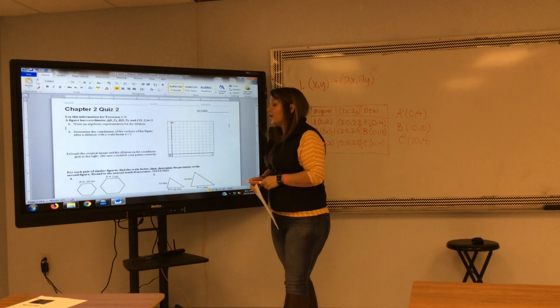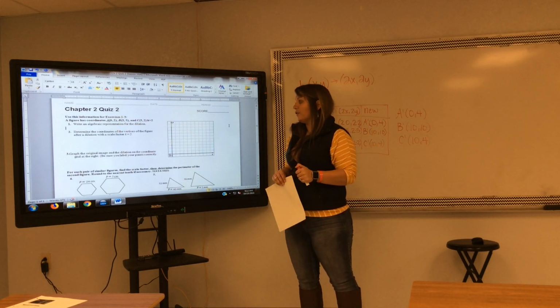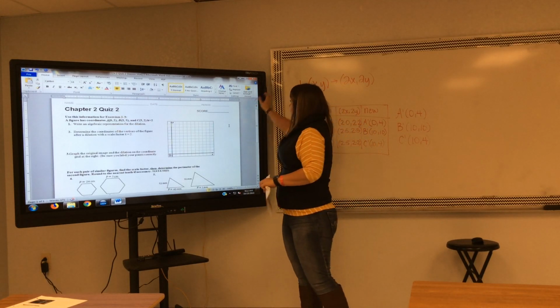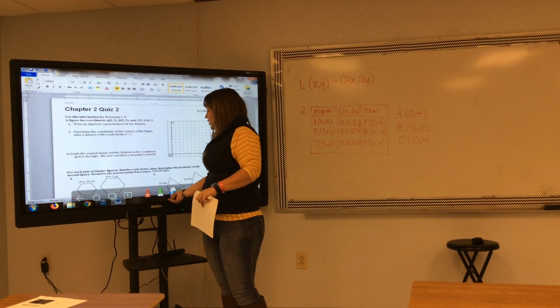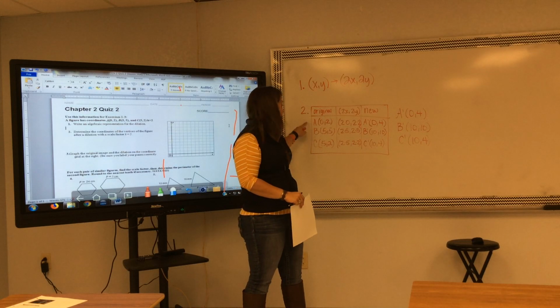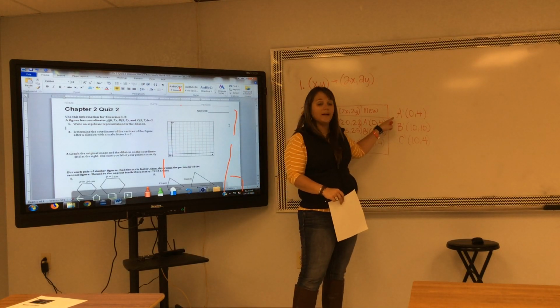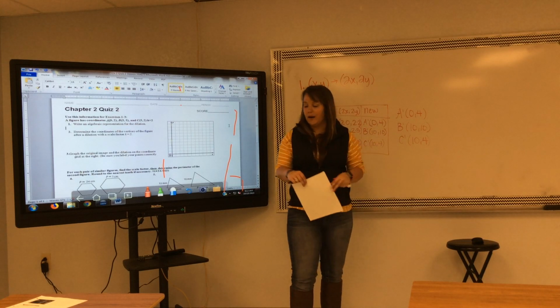Number 3 says, graph the original image and the dilation on the coordinate grid at the right. Be sure you label your points correctly. Okay? So your original points should be written and labeled A, B, C. And then your new shape should be plotted and should be written as A prime, B prime, C prime.